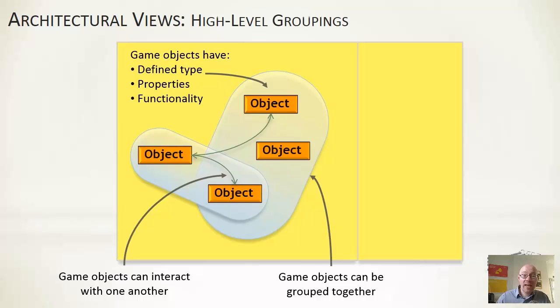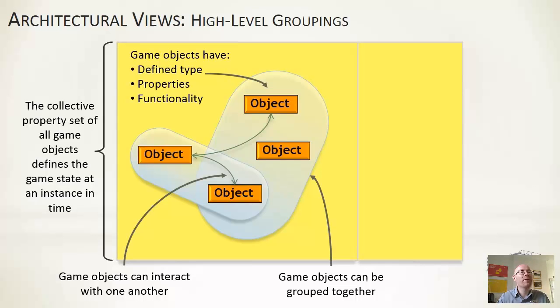Before I go on to the final thing here, just to mention that if we were to take all of these objects together and all of the properties that they have at a particular point in time, that's known as the game state at an instance in time. And for every single iteration of our loop where we update and draw things, we're updating the game state. So just a little bit of a side on that.